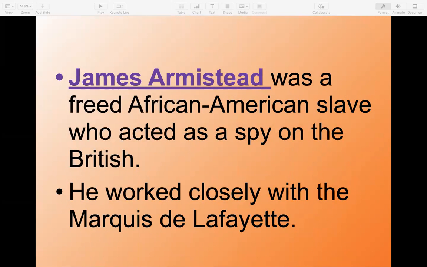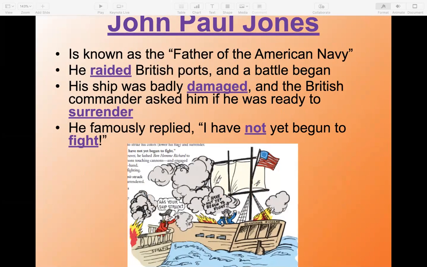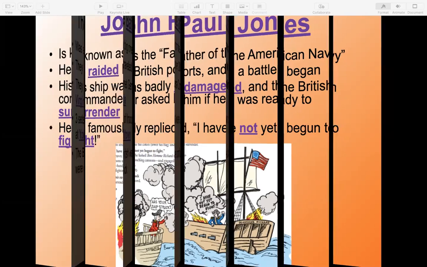James Armistead was a freed African-American slave who acted as a spy on the British. He worked closely with Marquis de Lafayette. John Paul Jones is known as the father of the American Navy. He raided British ports and the battle began. His ship was badly damaged, and the British commander asked him if he was ready to surrender.